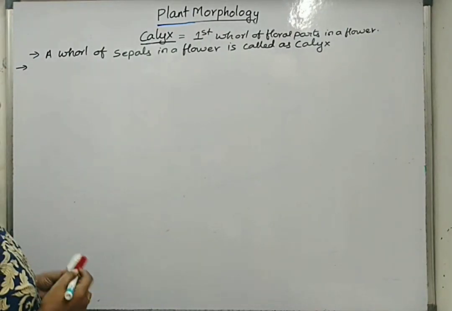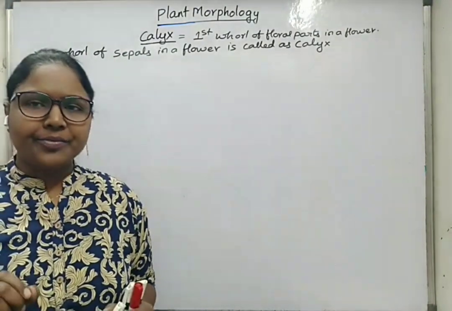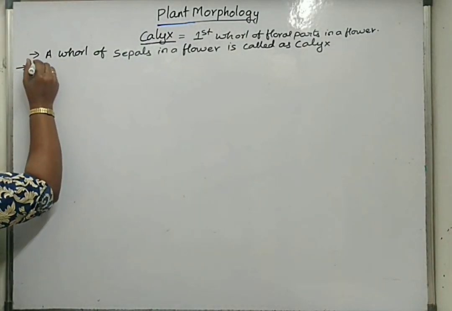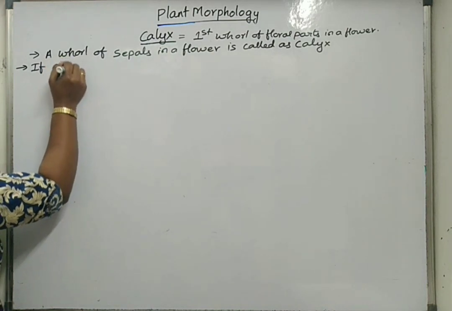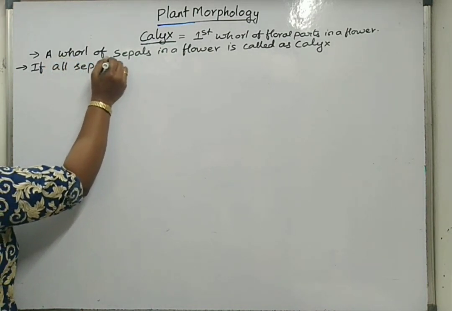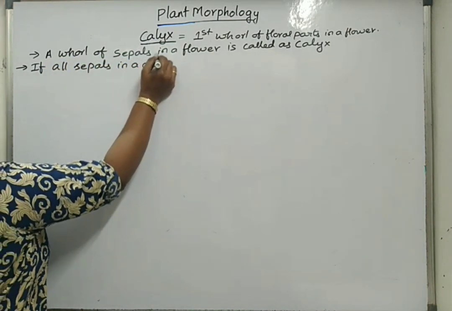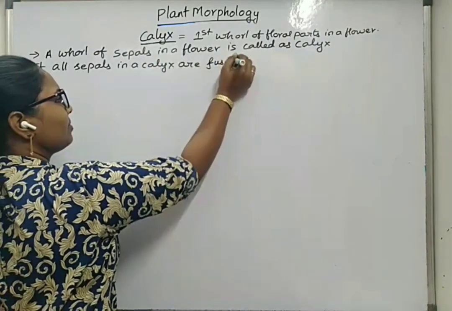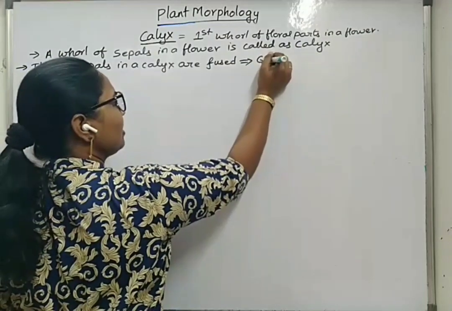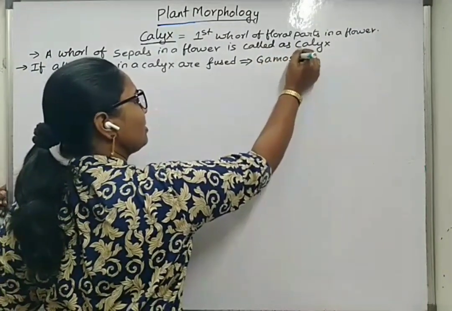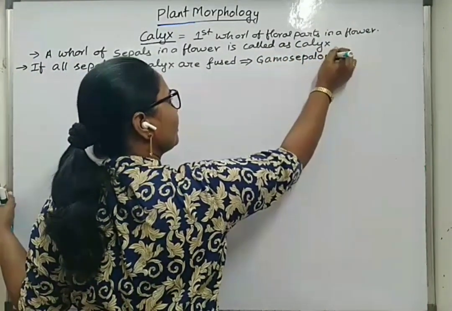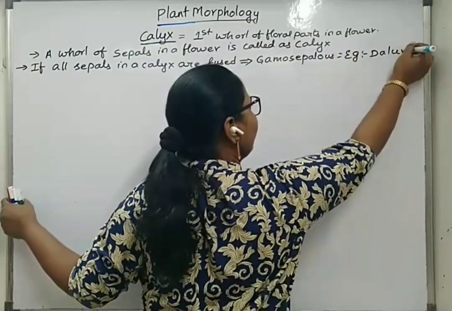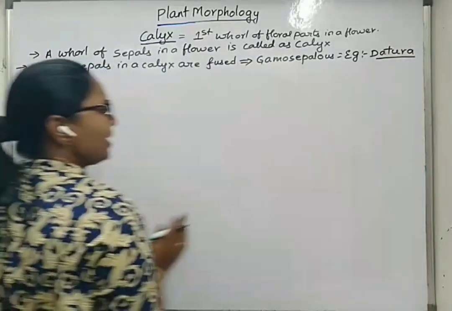When all sepals in the form of calyx are fused, then such condition is called as gamosepalous. Example, datura. In case of datura flowers, we can see gamosepalous condition.